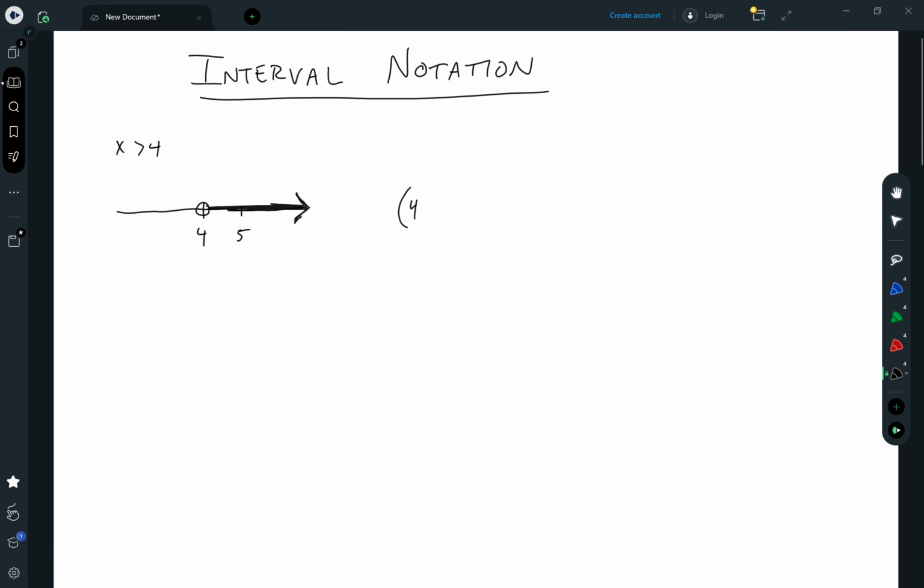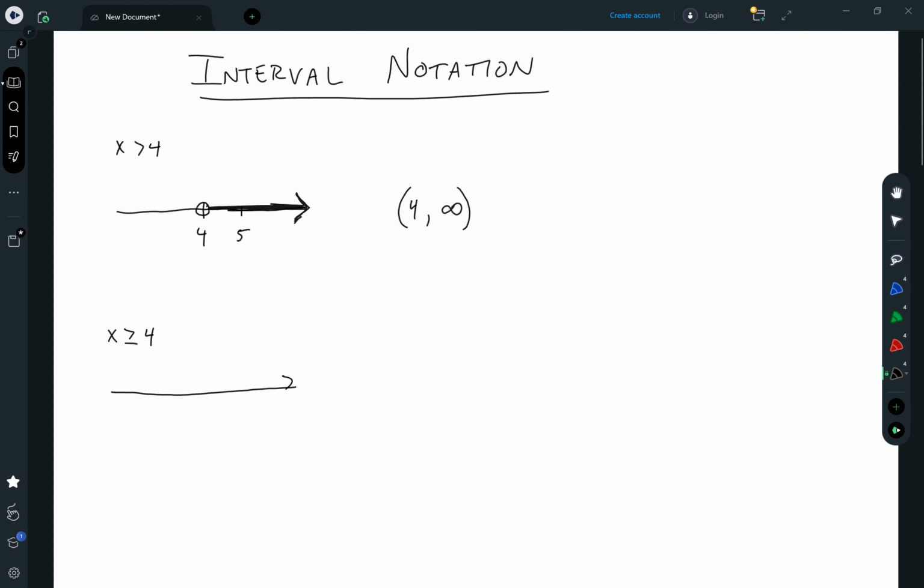Since there is no ending point to the right, we will use infinity, and we separate these two with a comma. Since infinity is not a number that can be included, we will also use parentheses around it. And this is the interval x is greater than 4 in interval notation. If we look at a similar interval but call it x is greater than or equal to 4, we'll have almost the same interval notation with a slight difference.